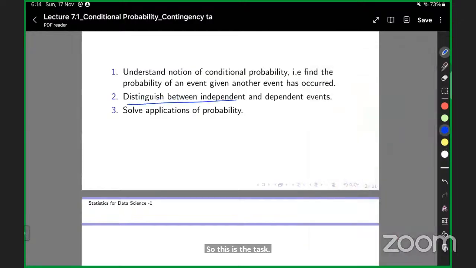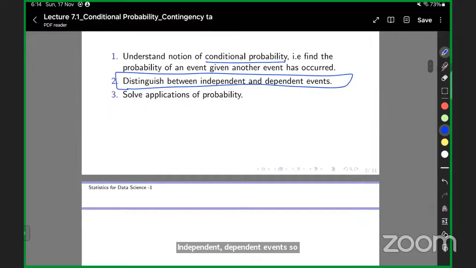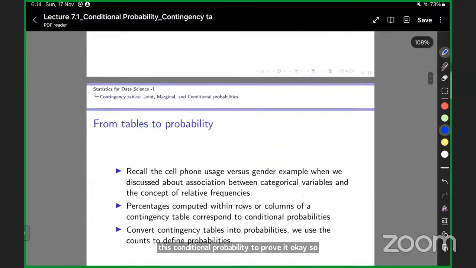So we want to distinguish between independent and dependent events. You just got the intuition, but we need conditional probability to prove it. Okay, so let's do this. Let's learn about conditional probability.